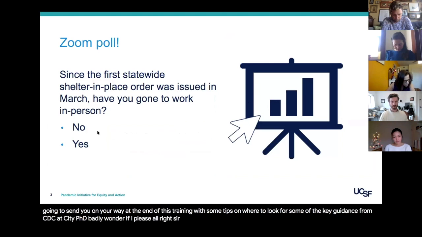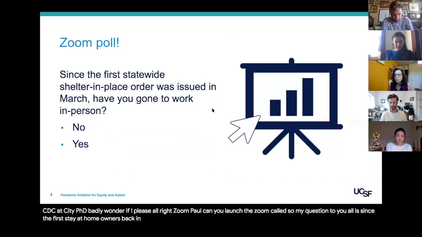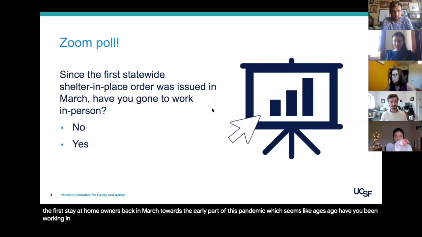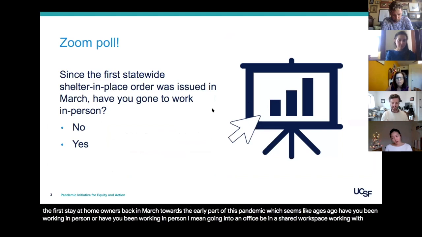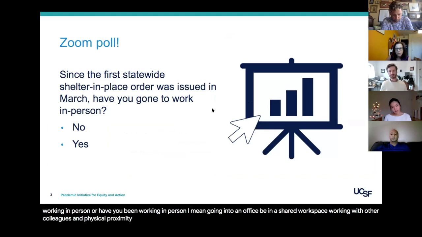All right, Zoom poll. Can you launch the Zoom poll? So my question to you all is, since the first stay-at-home orders back in March towards the early part of this pandemic, which seems like ages ago, have you been working in person or have you been fully remote? Working in person, I mean going into an office, being in a shared workspace, working with other colleagues in physical proximity. What's your work setup been like since the start of this pandemic? Have you done your work in person, or have you been working remotely?